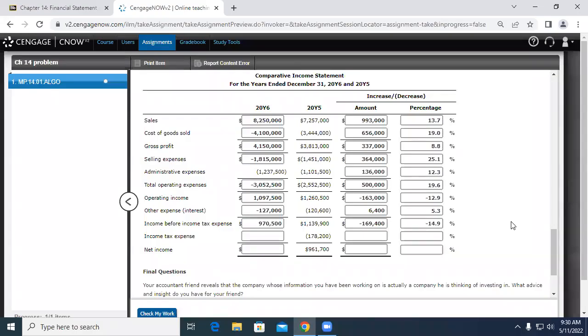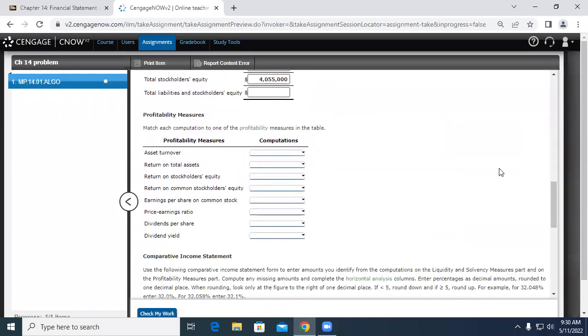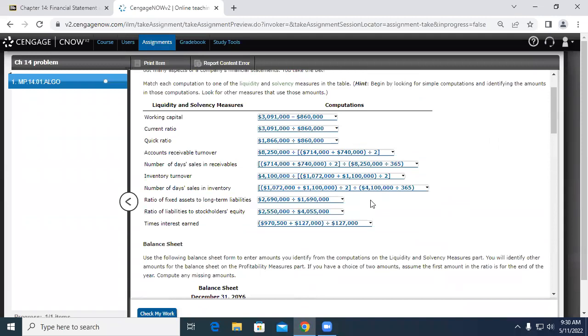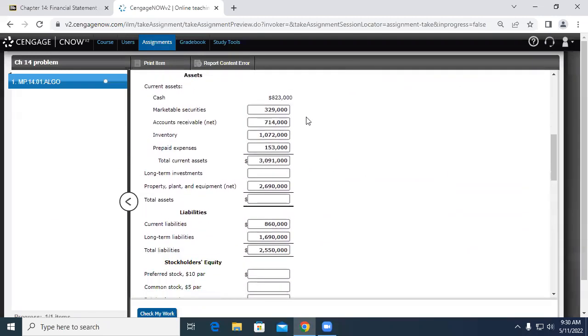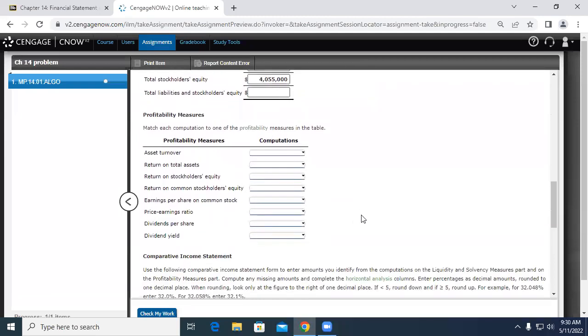Okay, so I've filled in everything else that we can calculate at this point. We have just a little bit more to do on the income statement. I just wanted to point out that we do have a couple lines where the 2016 value is lower than the 2015, and so it is important that you show those as a negative to show that's a decrease in that amount. Okay, let's go back up then and see what we have. We've finished the top part. We've done everything we can up to this point in the balance sheet and the income statement. So let's now go to the profitability measures.